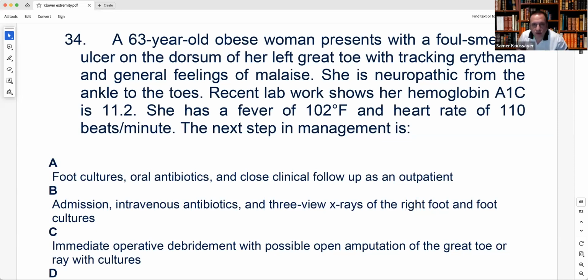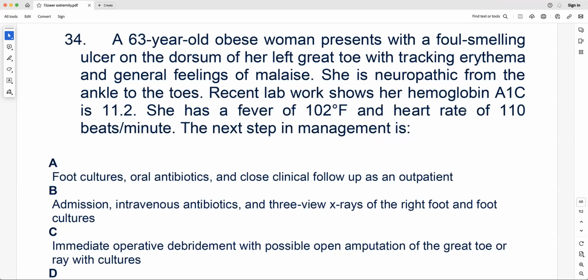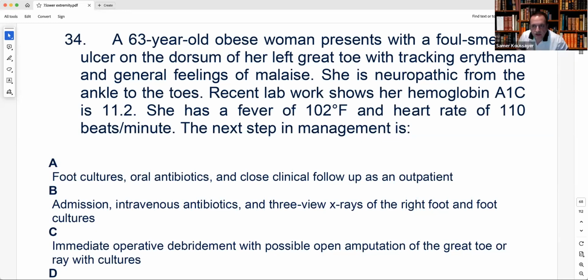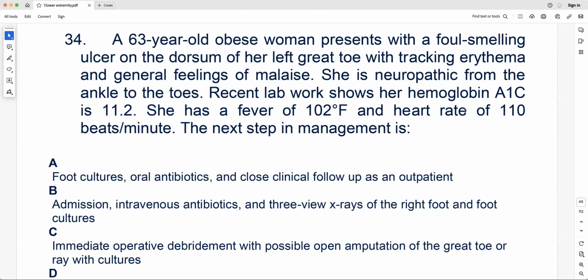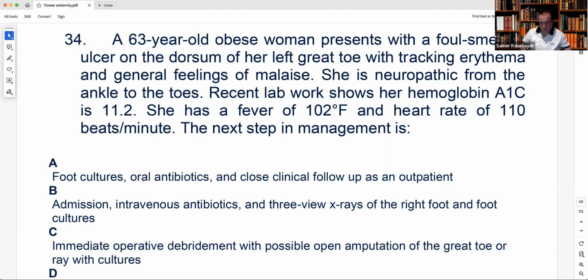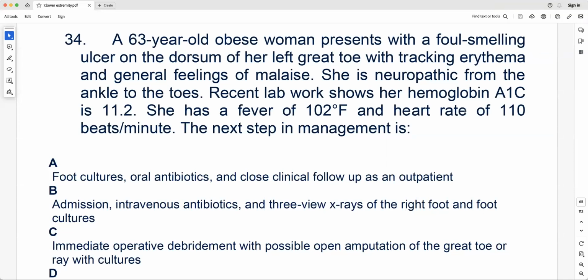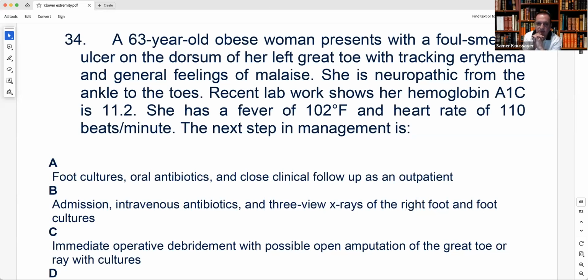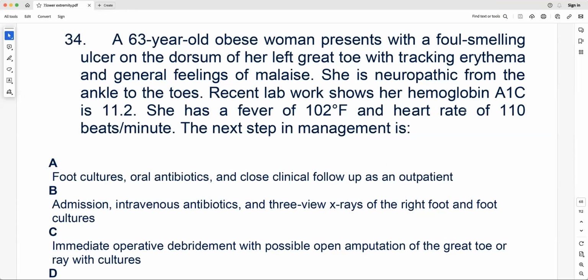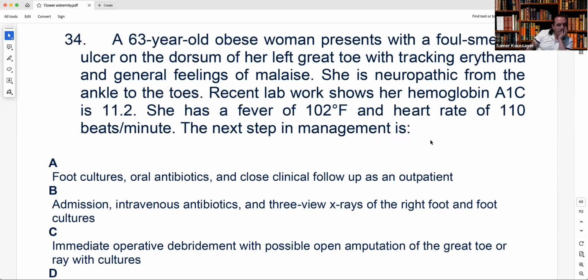Okay, before we go to the next step, what does she have? You think this patient is in sepsis? She's septic, right? Tachycardia, fever, and a foul-smelling ulcer on the dorsum of her left big toe. Correct. So if we are in the ER and you call me and say, Dr. Koussayer, I have a patient with fever 102 and tachycardia, what am I going to tell you? Yes, I'll go by the sepsis guidelines. So IV lines, draw blood cultures, give fluids, start broad-spectrum antibiotics, do source control, and admit her to the hospital.